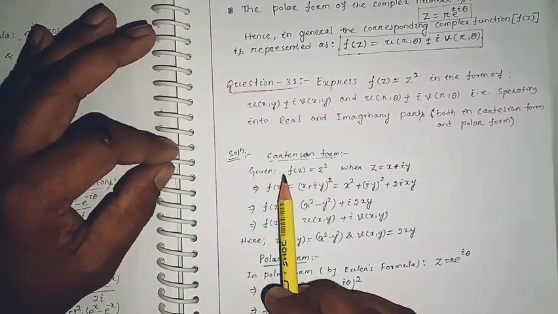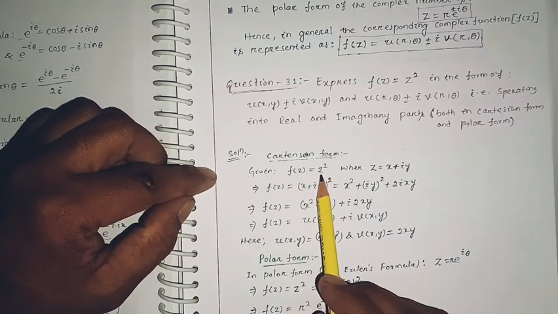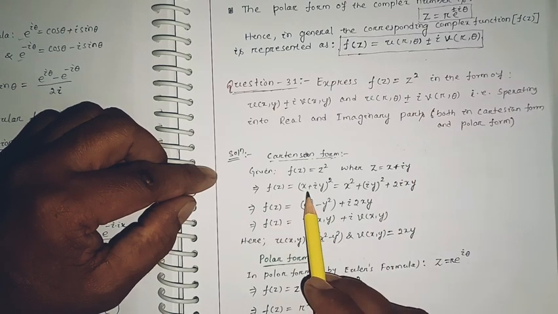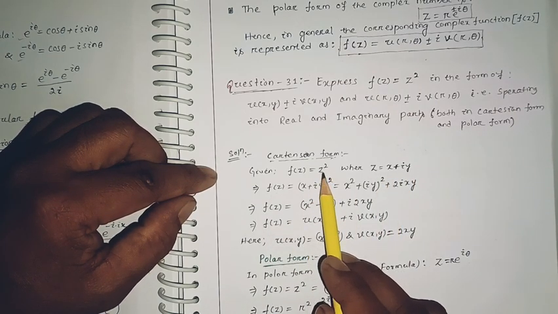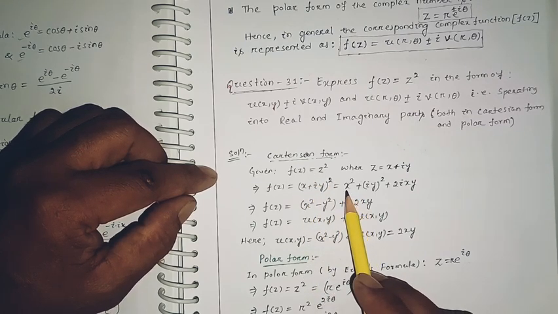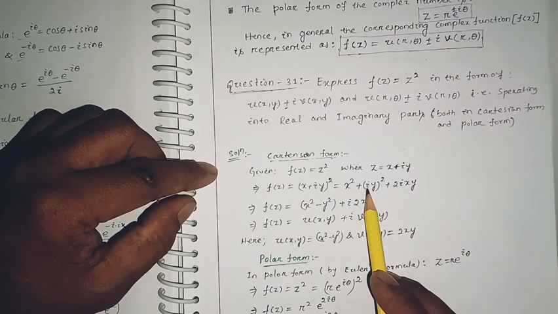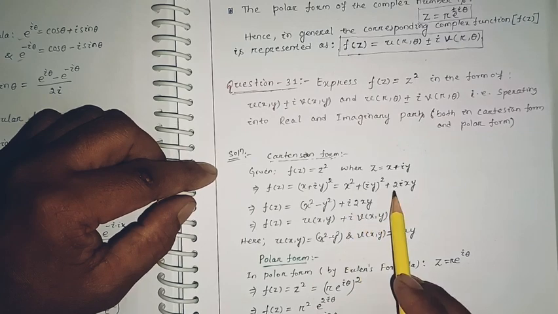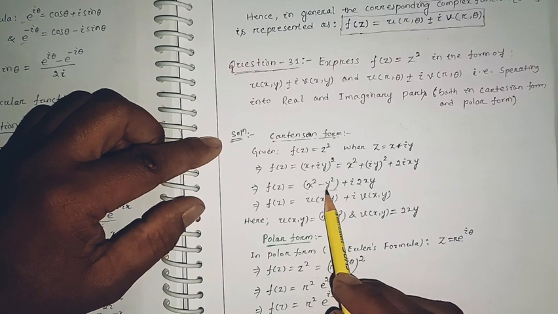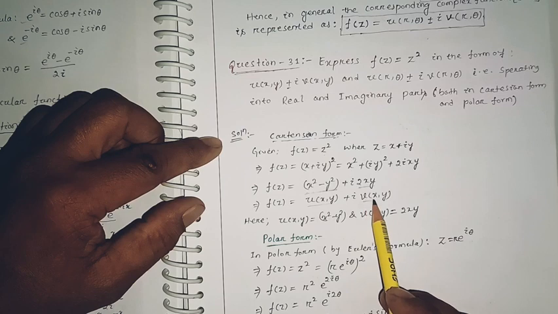First we are going to go for the Cartesian form. Given f(z) is z², where z is x + iy. So f(z) will be (x + iy)², because given z². So if we consider (x + iy)², it will be x² + (iy)² + 2ixy. Here i² means minus, so x² − y² + i 2xy. So this term is nothing but u(x,y), and this term 2xy is called v(x,y).